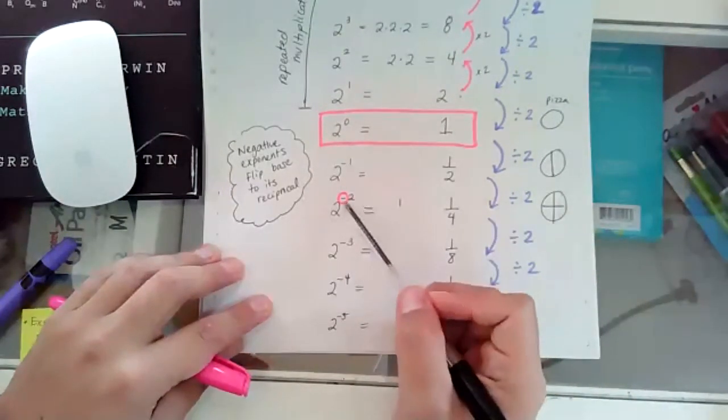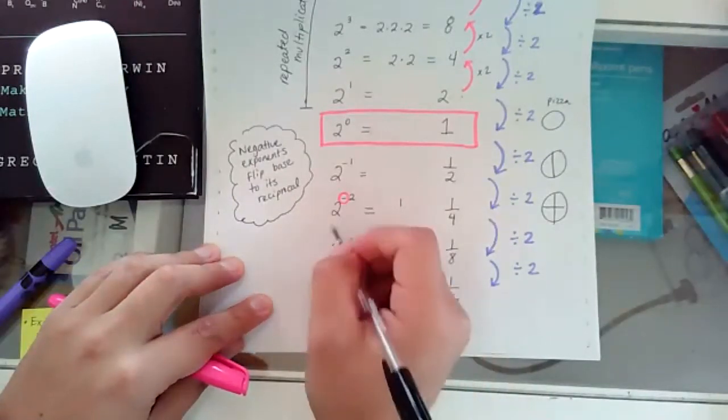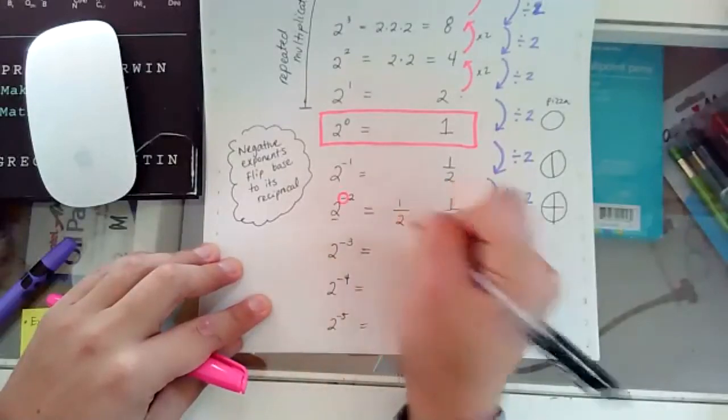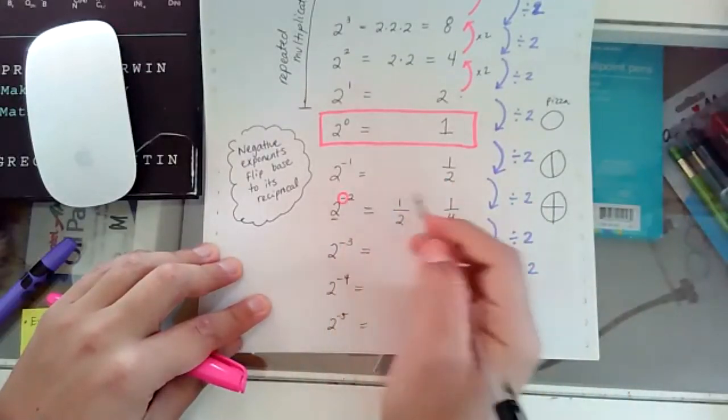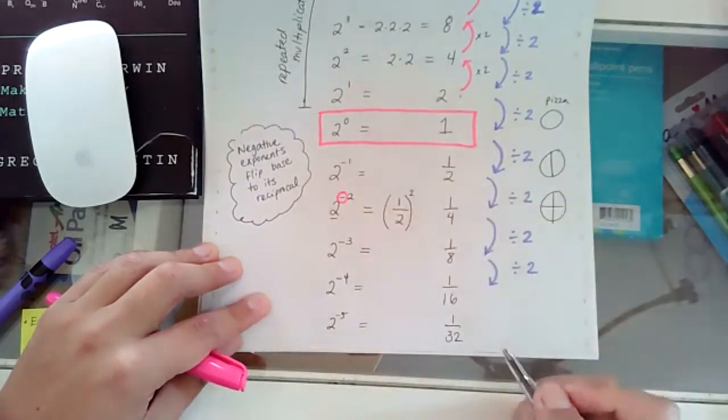Okay, so I want you to think about this negative exponent as flipping the base of 2. So we can take 2 and write it as 1/2. And then we can apply our exponent to that.